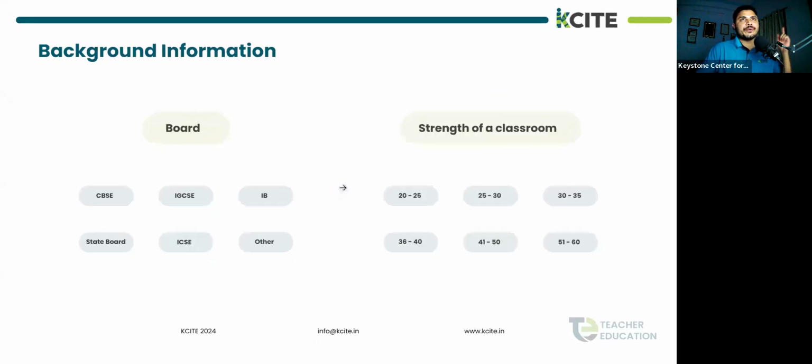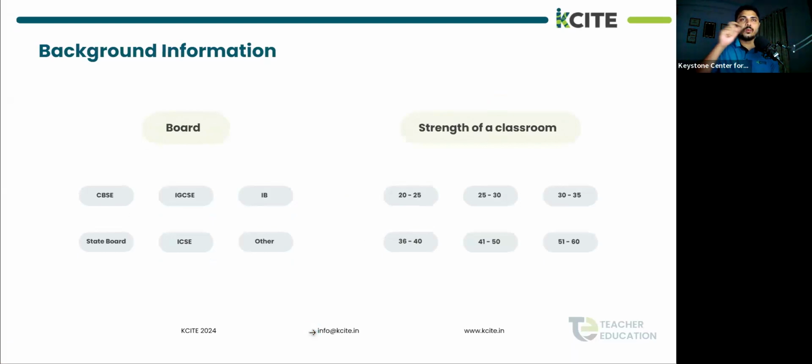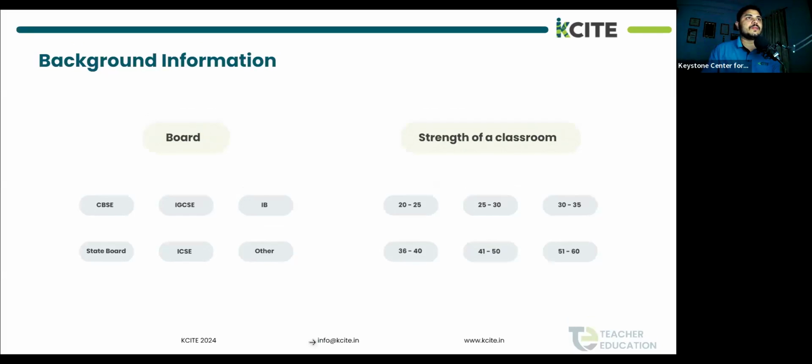Now, the second thing: please tell me what is the strength of one classroom, the ideal classroom. I don't know what strength you have at your place, so please use the chat to tell me. What is the class size? 45. Oh my God. Are you alone handling all the kids, or are there 2 teachers in your classroom? 20 to 25, 25 to 30, 40, 30, 35, 25 to 30, 30.